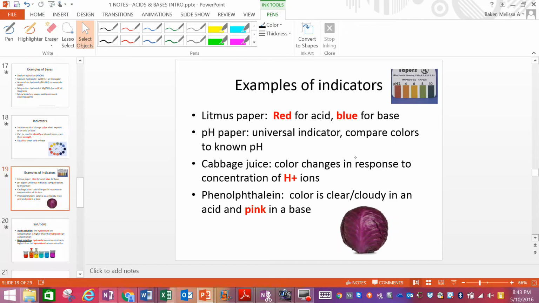Other examples that we haven't talked about: litmus paper. It turns red in acids and blue in bases. And phenolphthalein. We're going to play with that one pretty soon here. It's clear in an acid, it's pink in a base.